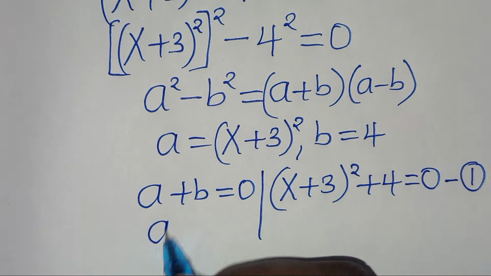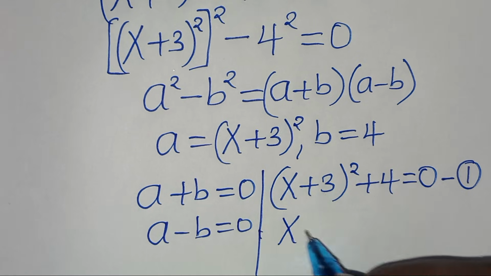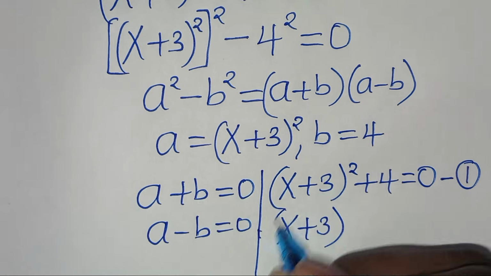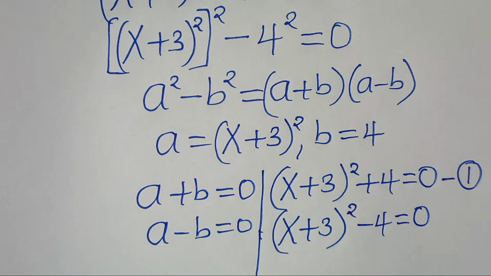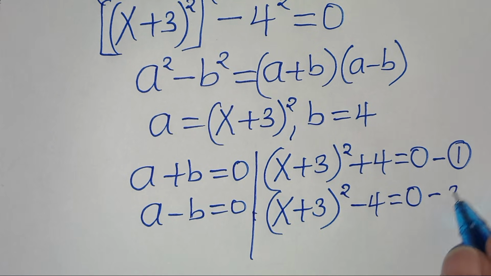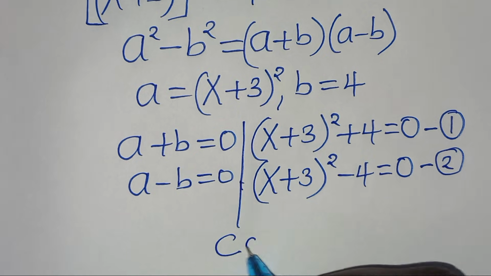Then we have a - b equal to 0. This is the same thing as (x + 3)^2 - 4 = 0. So this is case 2. Now let's start with case 1 from here.